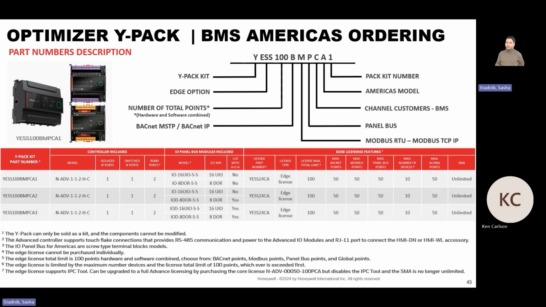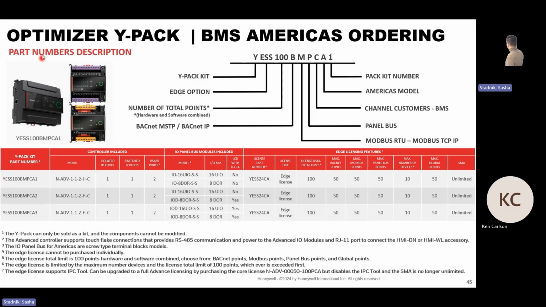So we created what we call the Y-Pack edge licensing. For these 3 part numbers that you see on the screen, the only difference between them is what type of I/O module the kit contains. It's a bundle kit that contains an advanced controller with 1 port isolated IP and 1 port switched IP, so you have 2 ports of IP, one isolated and the other one switched, and then 2 ports of RS-485, like a JACE 9000. You have 2 IPs and 2 RS-485. That is what is contained in the Y-Pack.